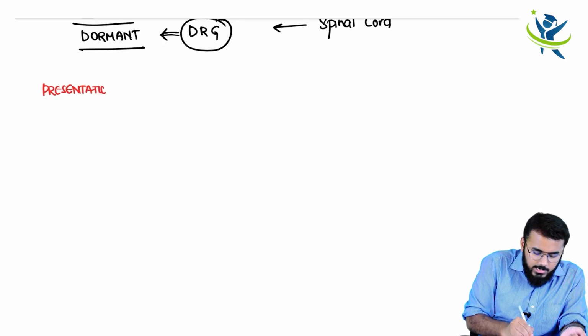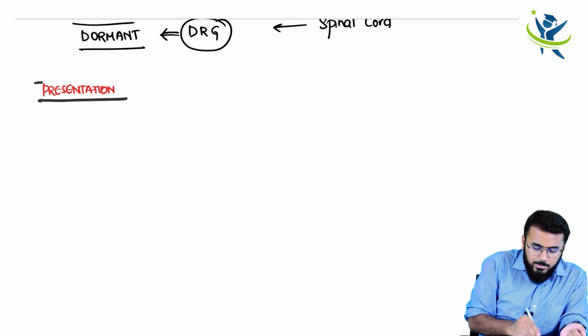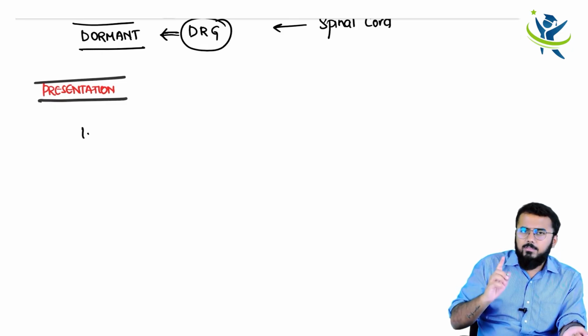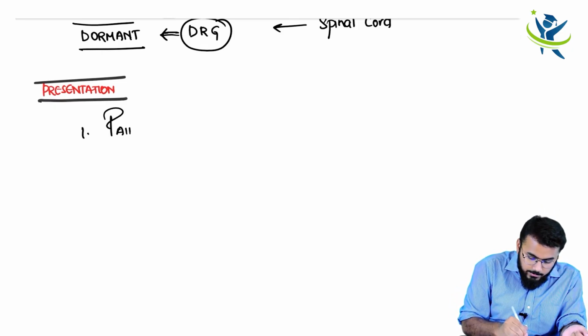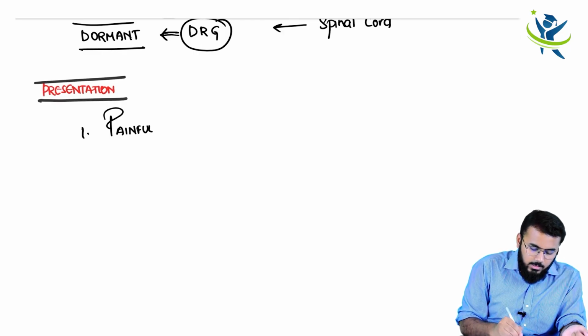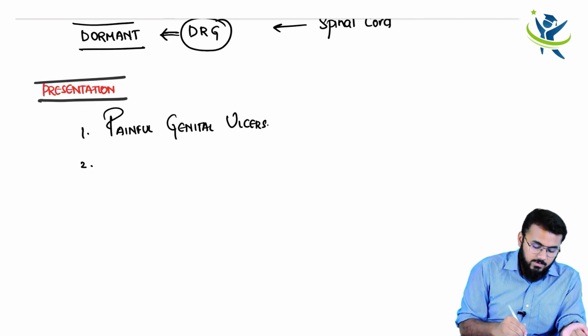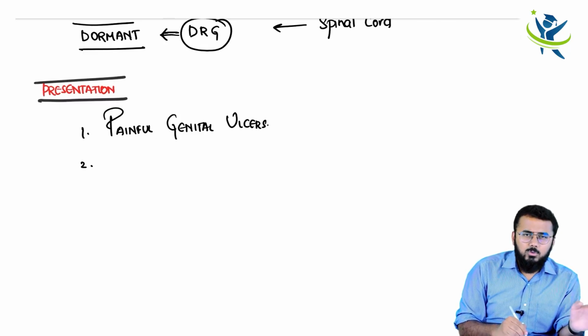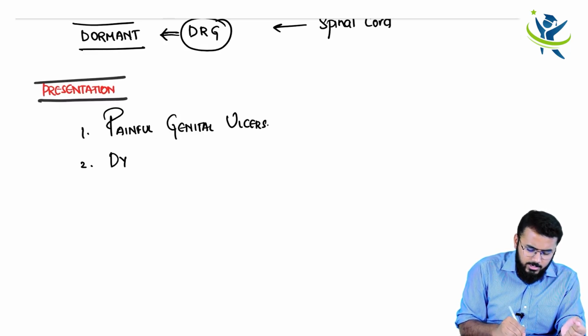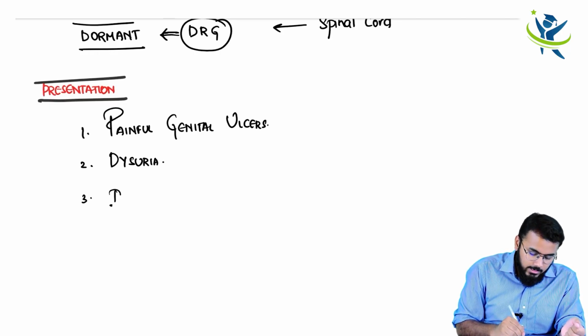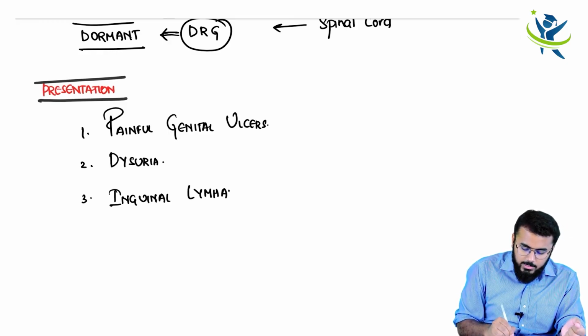So we have discussed the pathogenesis, right? Now let's look at the presentation. How will the patient present to you? The first thing is, the patient will definitely have painful genital ulcers. Second important thing is that the patient will have difficulty in urination because the ulcers are there. As the urine is passing, the patient will have dysuria. Not only that, the patient will also have inguinal lymphadenopathy, swelling of the inguinal lymph nodes.